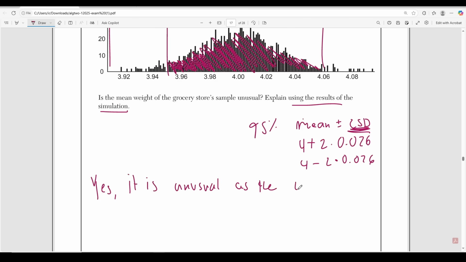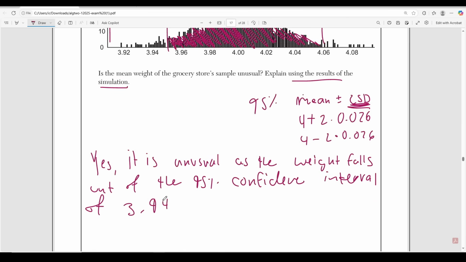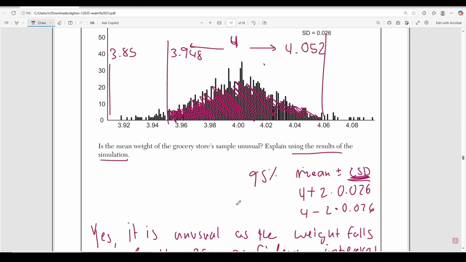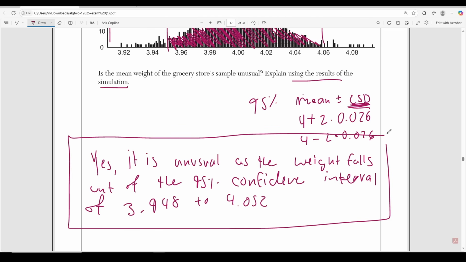as the weight falls out of the 95% confidence interval of what we say it was, 3.948 to 4.052. And that's all we have to state here. So if it falls within the confidence interval, it's not unusual. If it falls out of the confidence interval, it is unusual, right? And you just state what your confidence interval is, so that they know that 3.85 is clearly outside of this, okay?